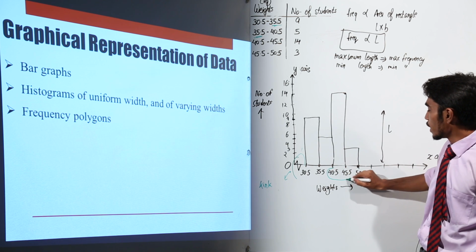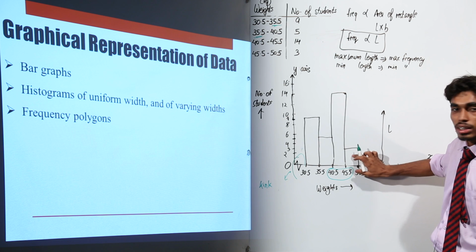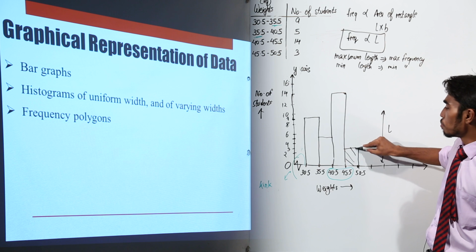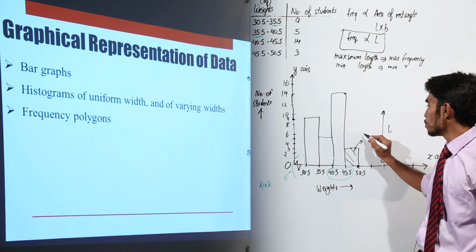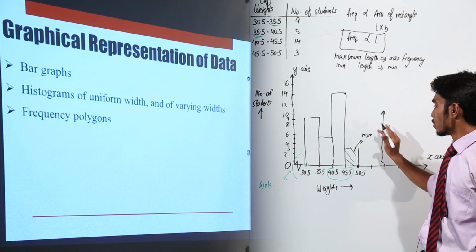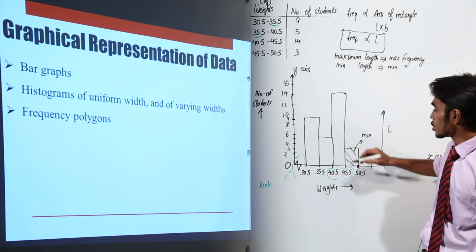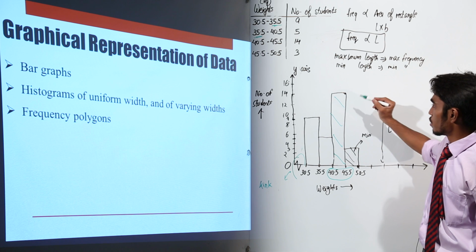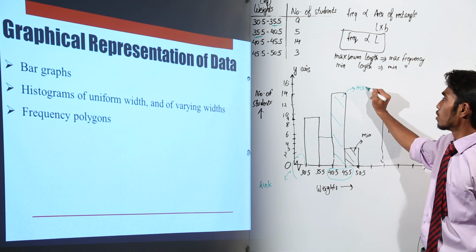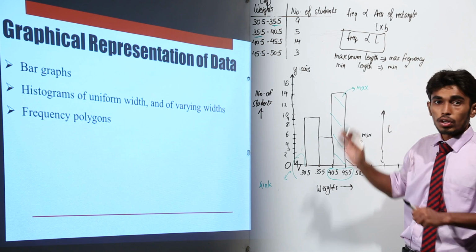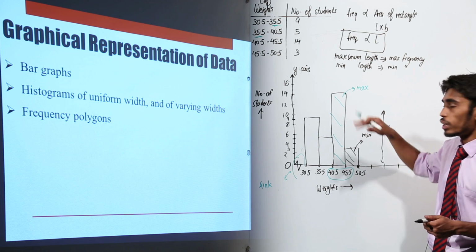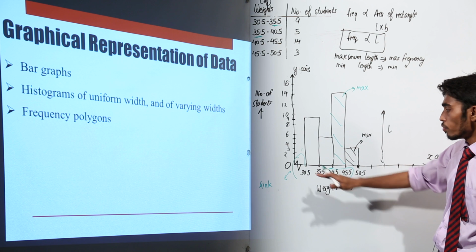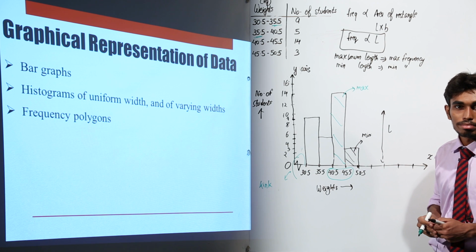This class interval contains maximum number of students, right? And this class interval, it contains the minimum number of students. This corresponds to minimum, right? And this corresponds to maximum, right? So histogram with uniform width, it makes it easy for you to compare the data, right? The only change is that the rectangles, they will be touching each other or will be continuous on the x-axis.